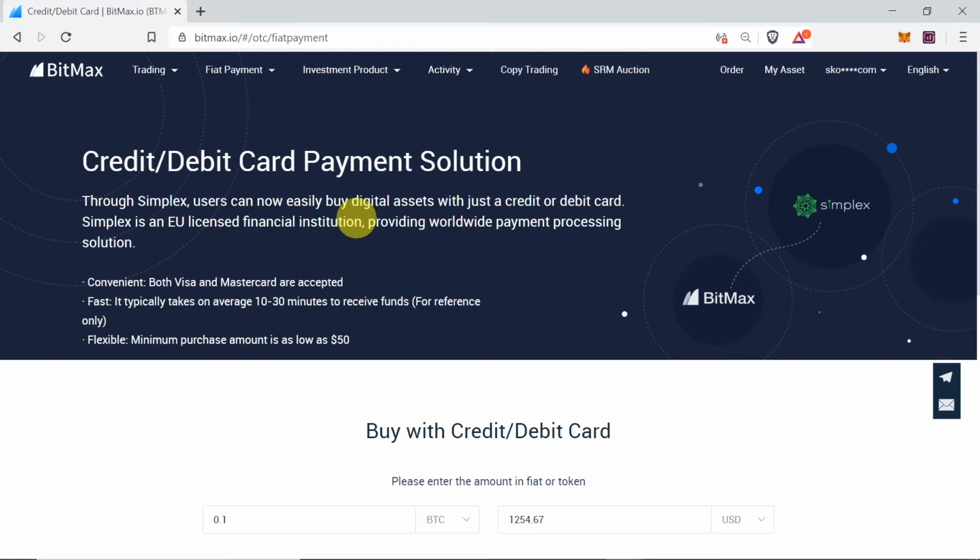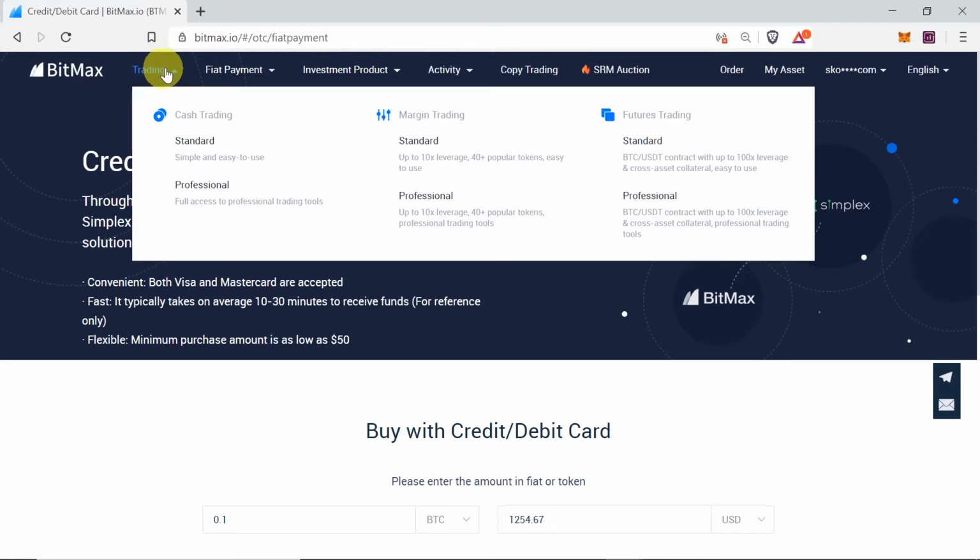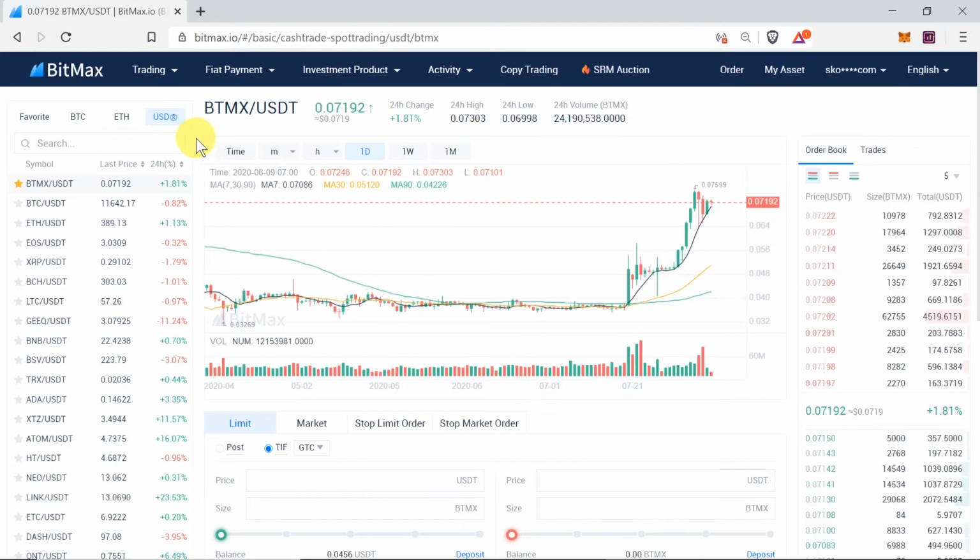And now let's move to the main point of this video, which is how to trade. Trading is available over here, so all we have to do is move our mouse here and then go to Standard. After we go to Standard, we'll see something like this. Over here we've got the chart. Here's some latest information about the chosen currency. On the right side we've got the order book, and on the left side we can see different cryptocurrency pairs.